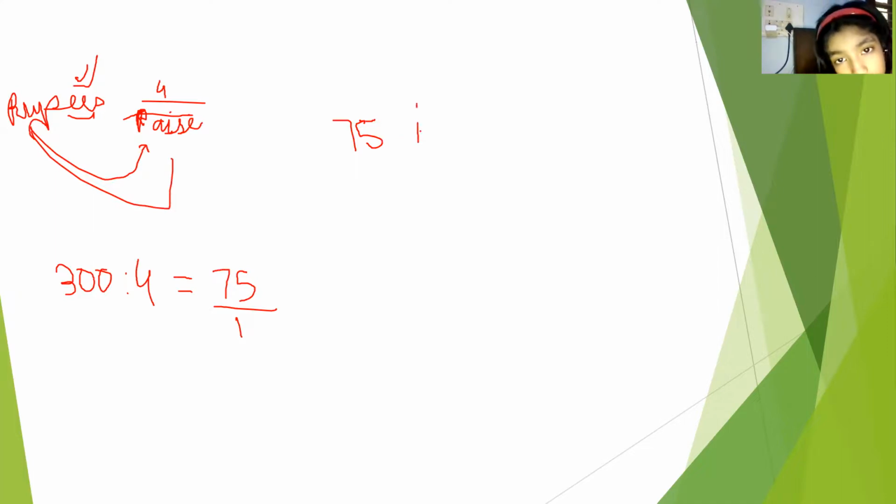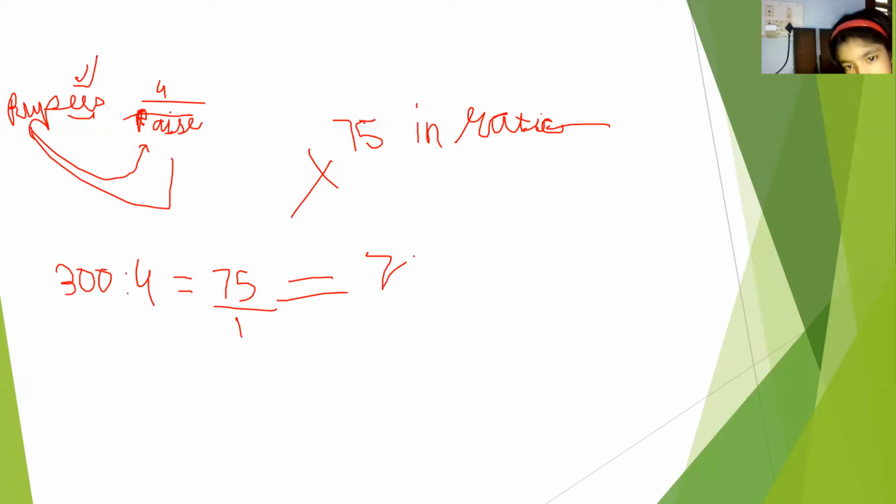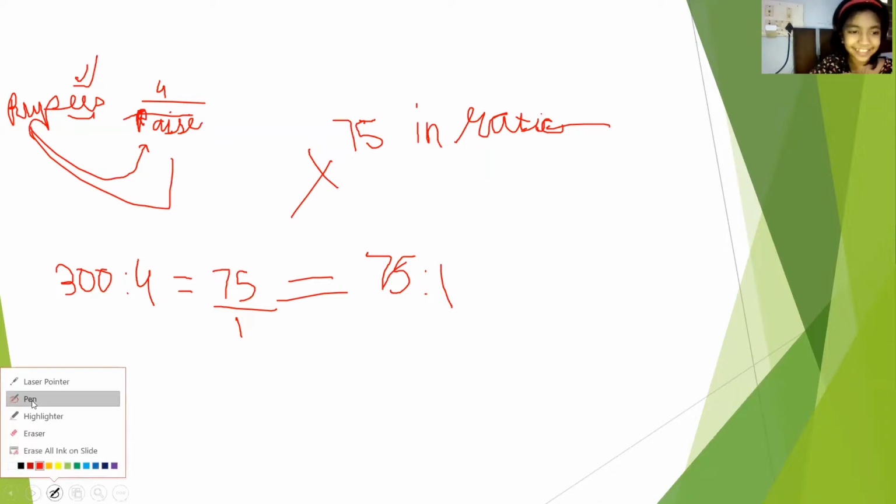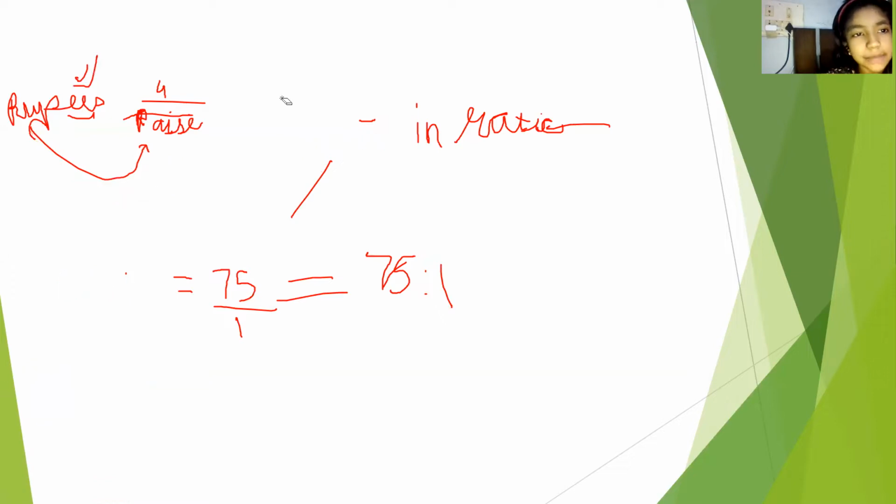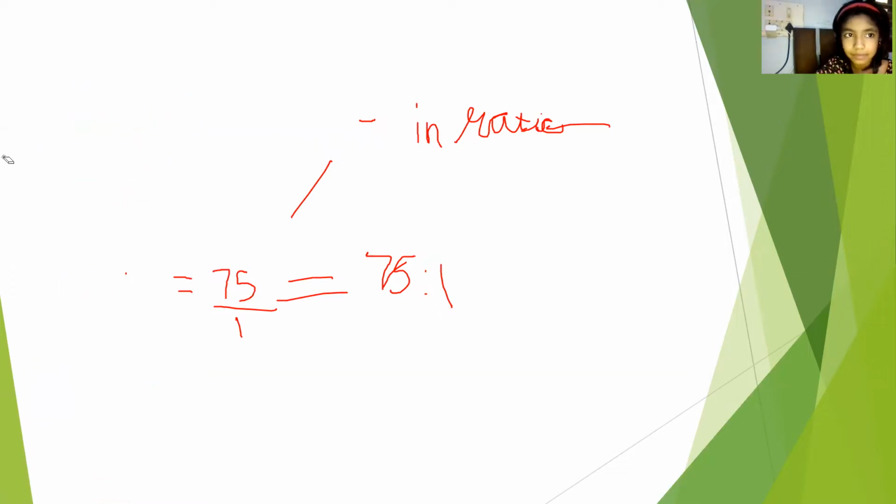In fractions, we can write it as 75 by 1, we can write it as 75. But in ratio, you cannot write it as 75 itself. It will be totally wrong. So you have to write it as 75 is to 1. So that's it. Isn't it easy? The chapter is over. I know today's chapter was a bit short, but isn't it easy?